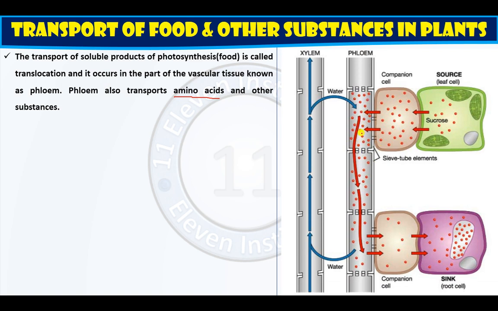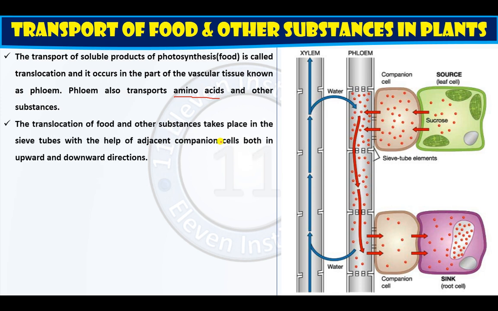So this is how transportation is done by phloem. We will look into this, and xylem also has a bit of a role here, right? Let us see how. The translocation of food and other substances takes place in the sieve tubes. Here I can see the part of phloem, that is sieve tubes, with the help of adjacent companion cells. So what is next to the sieve tube? The companion cell, which is also part of phloem, both in upward and downward direction. So the movement of food in phloem can be in the upward direction as well as the downward direction. In this image, an example of downward direction has been taken.